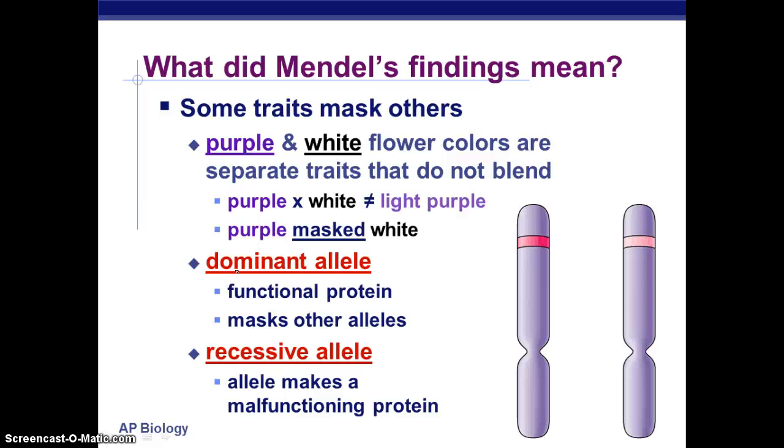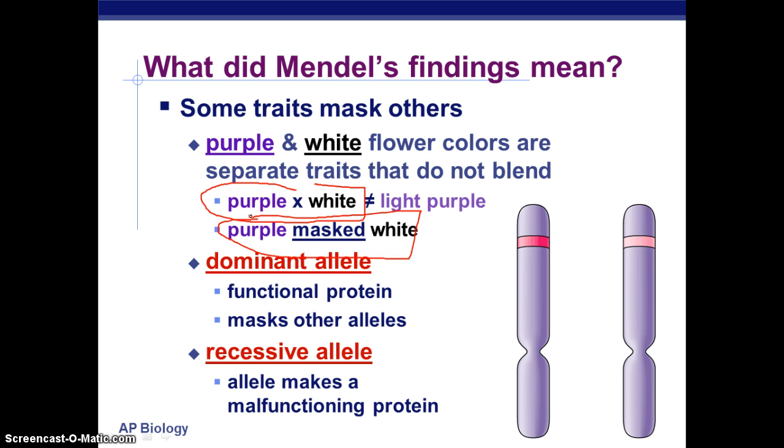So back to the white-purple flower situation. What Mendel concluded is that some traits, or some alleles, mask others. In the purple-white situation, one possibility is that purple and white blend and produce a light purple. But that's not what happened. The purple in the first generation, after you mated the parents, the white completely went away. So in that case, the purple masked the white gene.